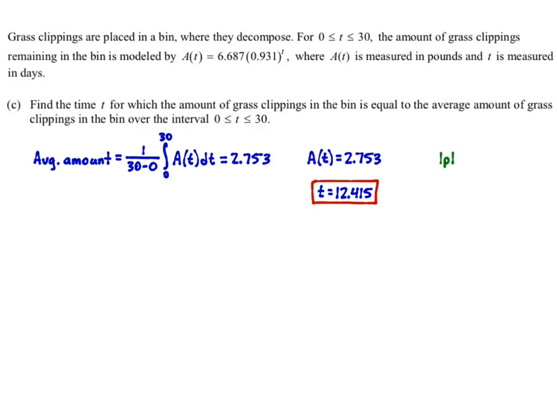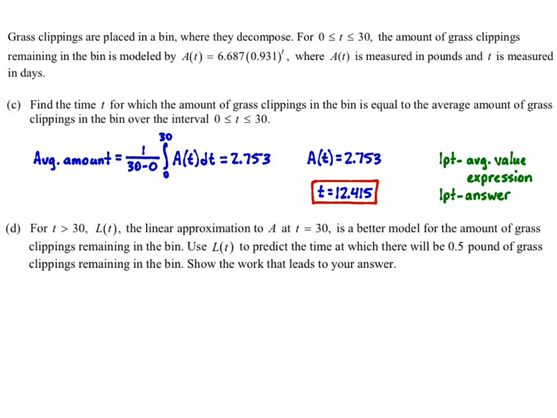As far as points go, you're going to get 1 point for the average value expression. So basically, if you wrote out 1 over 30 minus 0 times the integral from 0 to 30 of a of t dt, you would have the average value expression. You get that point. You get 1 point for your answer, so 1 point for 12.415.